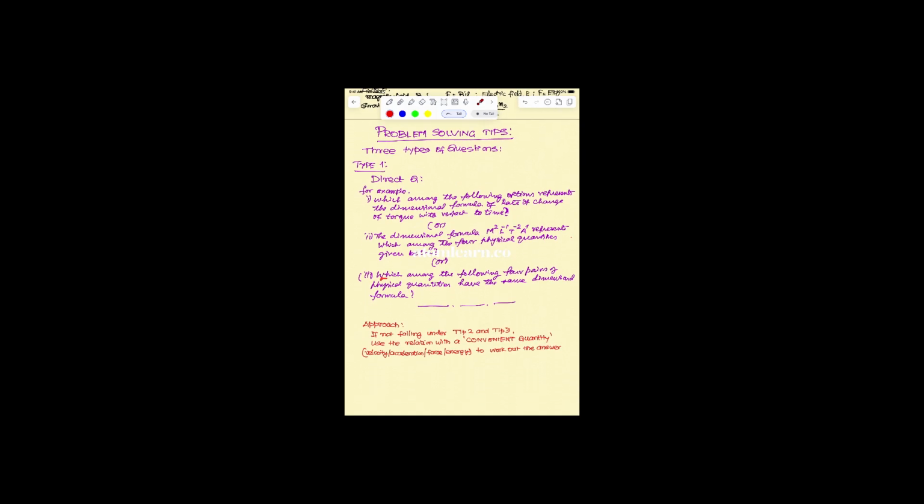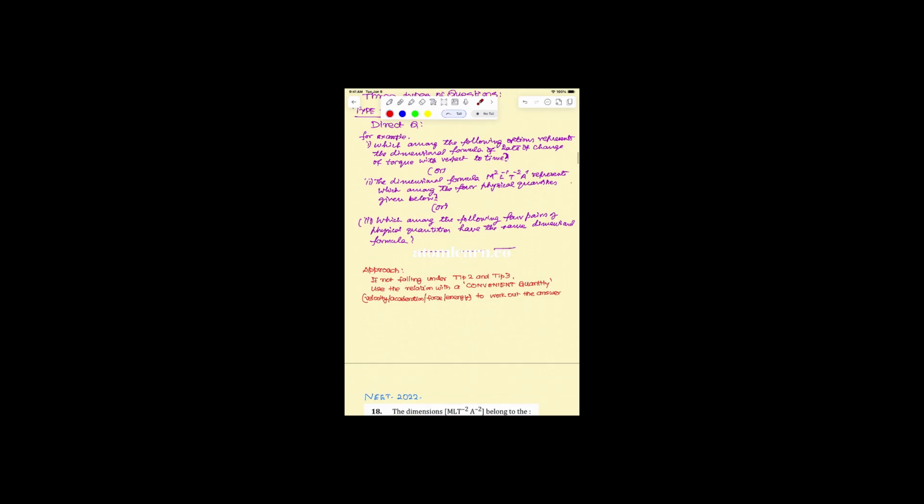Or take this particular question: which of the following pairs of physical quantities have the same dimensional formula? For example, one pair which you would already have come across in several questions is torque and energy; both have the same dimensional formula. Similarly, you would also know that pressure and energy density both have the same dimensional formula. Such questions asking which pair has the same dimensional formula are very often asked. So this type 1 is directly testing your knowledge of dimensional formula writing.